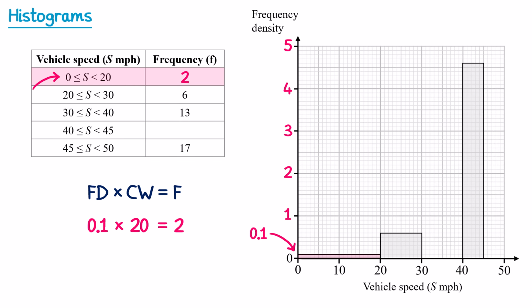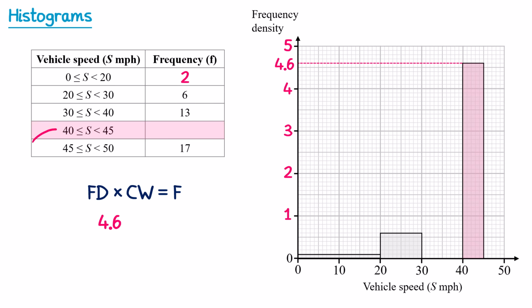Let's repeat this for the other missing frequency, which is the bar between 40 and 45. Here the frequency density is 4.6, so 4.6 multiplied by the class width, which is the difference between 40 and 45, which is 5, so multiplied by 5, and this gives you 23. So for this one, the frequency was 23. We've now completed the frequency table, but we need to fill in the missing bars on the histogram, and we have 2 more to add.